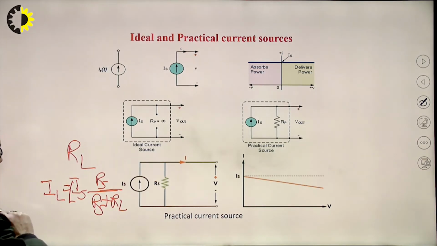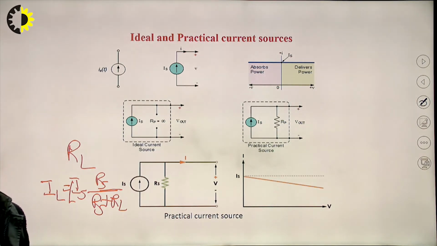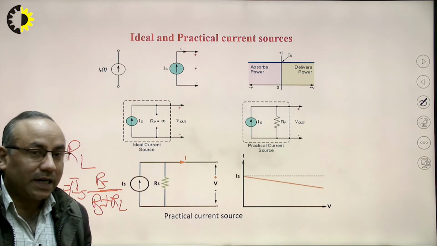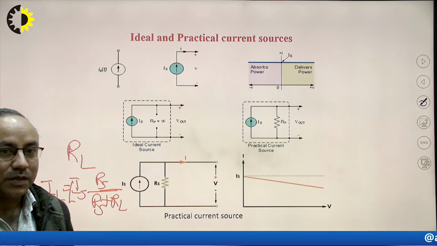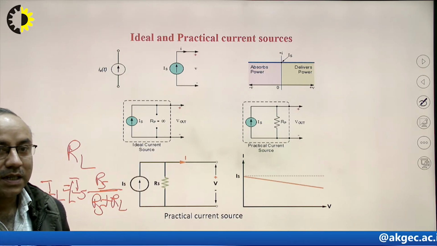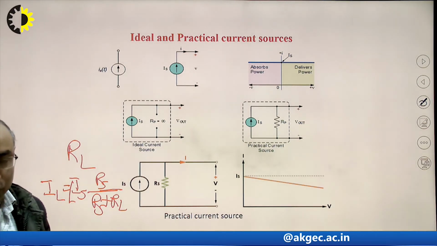Here we see that if we change the value of R L, accordingly the value of the current passing through the load resistance will change, and it is shown in the characteristic curve of the practical current source, that with the change in the terminal voltage, the current supplied by the source to the load resistance is changing. So, this is the characteristic for the practical current source.